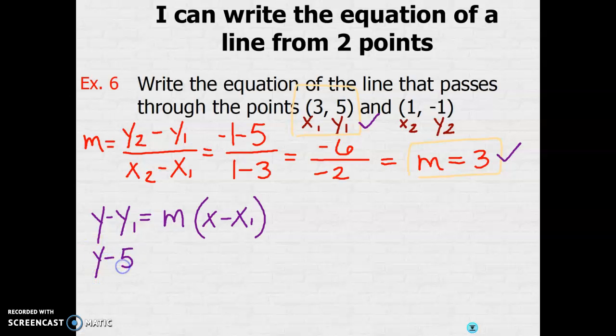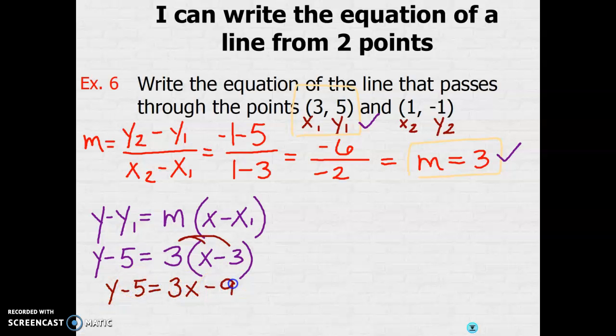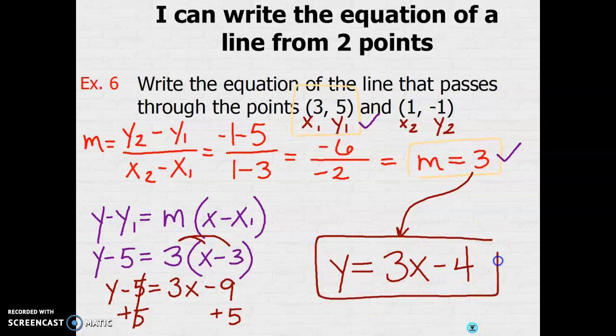So y minus 5, the slope we found was 3, and then x minus 3. So it's just plugging into this point slope formula and then distributing. So 3 times x minus 3 times 3, and solving for y. So instead of a -5, I can plus 5 to my like terms. So I'll get y equals 3x. Of course, the slope was 3. We knew that. But then -9 plus 5 is -4 for our y-intercept on the end.